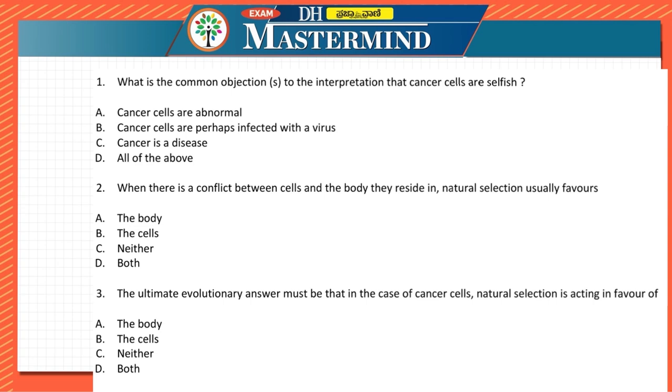Next question: when there is conflict between cells and the body they reside in, natural selection favors whom? The body, the cells, neither, or both? We don't know, we have to see what the passage supports. Next question: the ultimate evolutionary answer must be that in the case of cancer cells, natural selection is acting in favor of what? The body, the cells, neither or both.